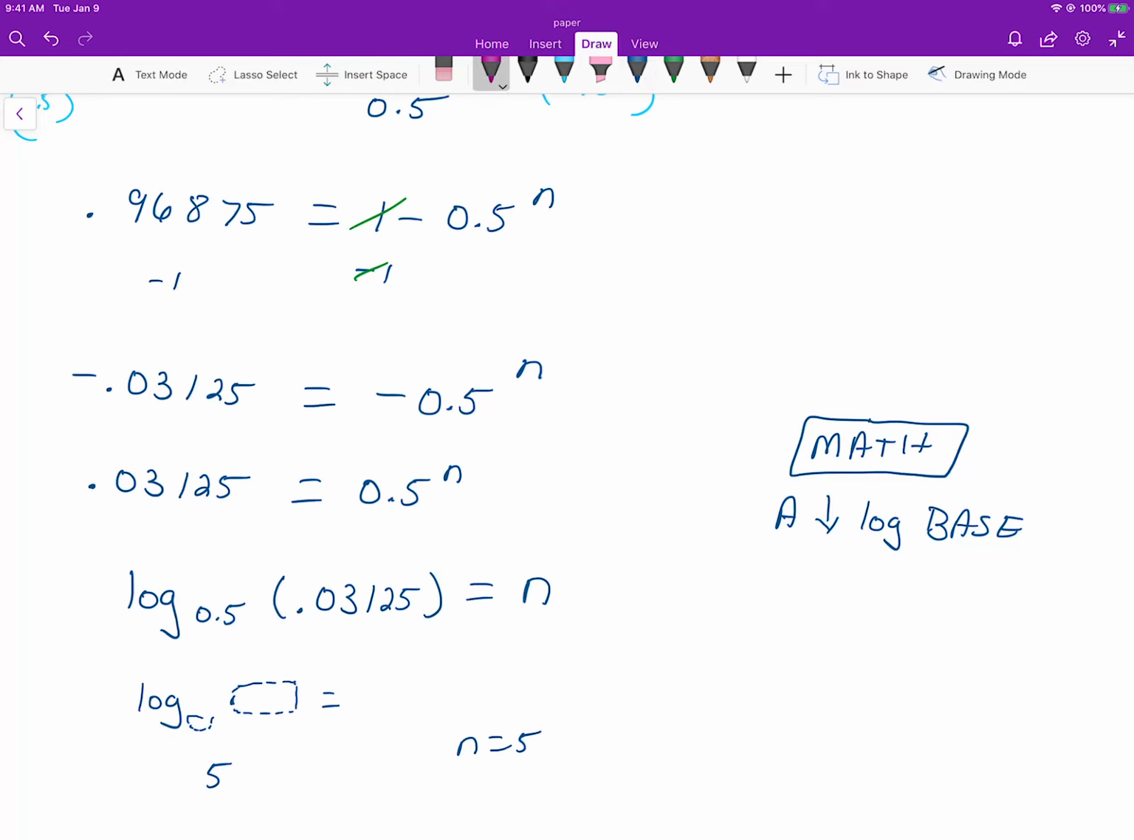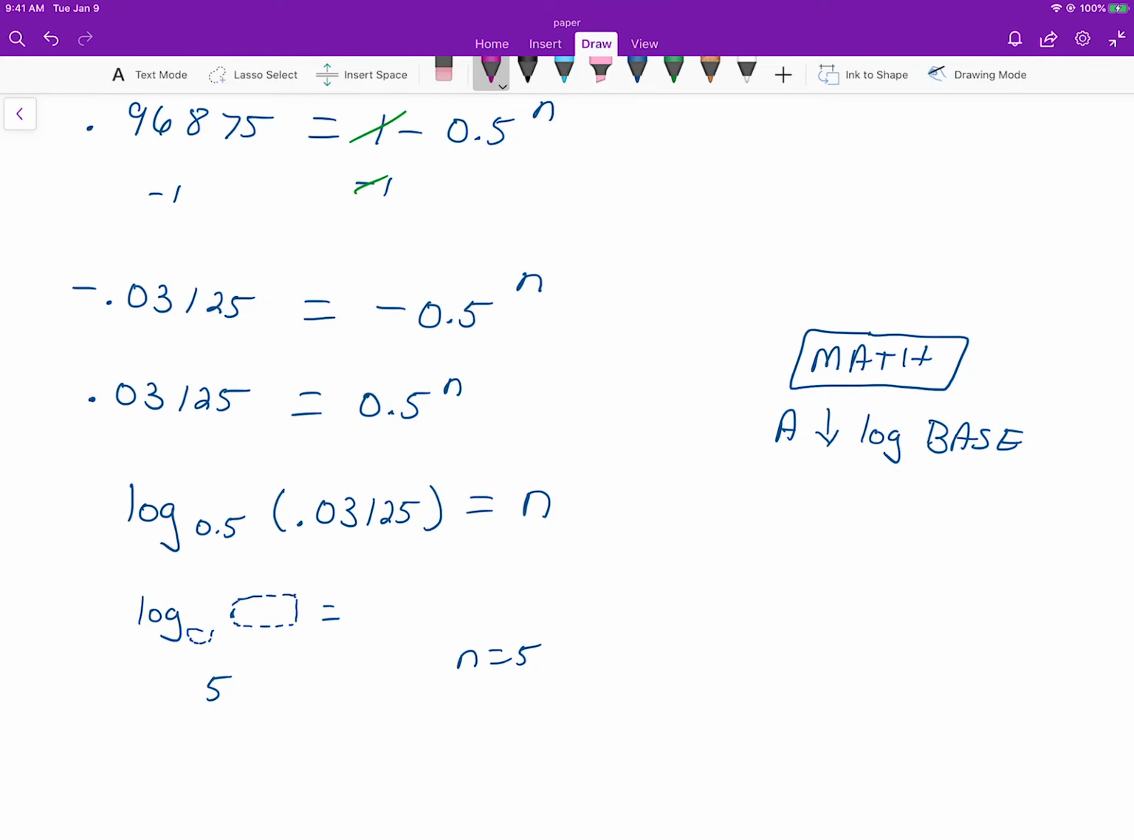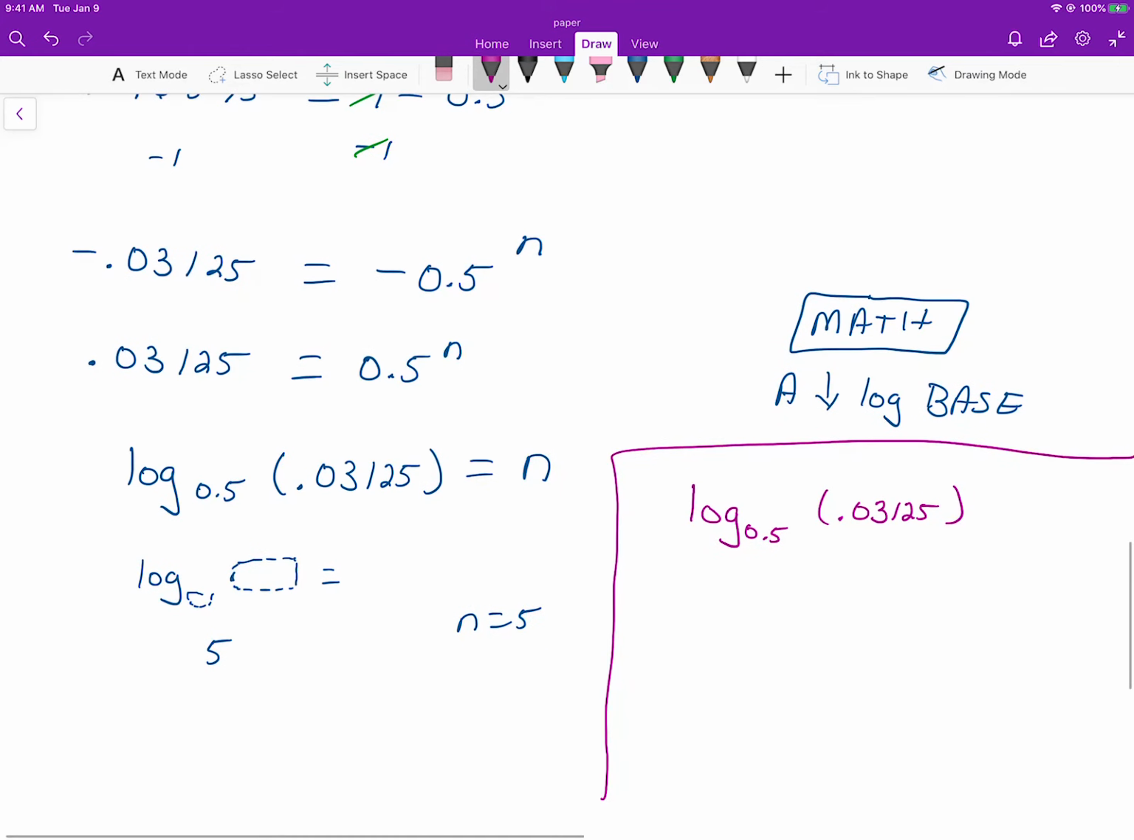If your calculator does not have that option, it's not a problem at all, because we can use the change of base property. And what that means is, I'm going to just copy this down again here. If we want to evaluate, we have a base of 0.5 and then we have 0.03125. What we can do is break this up, and then we can write it as a common logarithm or a natural logarithm, either one.